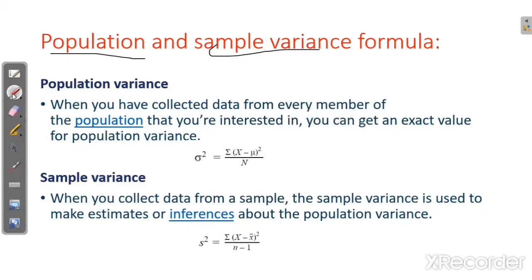For the sample variance, we collect the data from a sample. It gives an inference and estimation about the population variance, but it is only a sample value. In the denominator, we have to use n minus 1. So if we take the population, we use n, and for the sample variance, n minus 1. That is the major difference between these two.